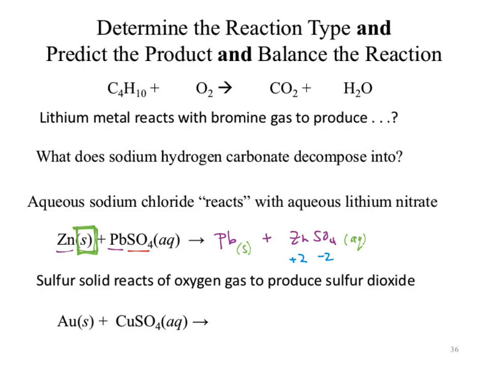Sulfur solid reacts with oxygen gas to produce sulfur dioxide. Symbol, sulfur solid, S, plus O2, oxygen gas. What kind of reaction does this look like? Looks like it fits a combination. But I don't have to predict products on a combination, so I'm done. Why do I have to predict that this is now SO2?